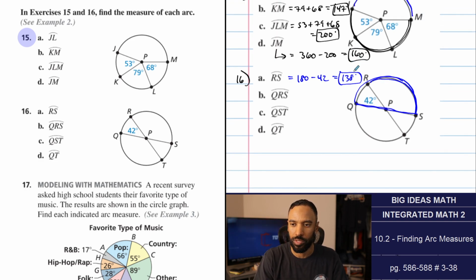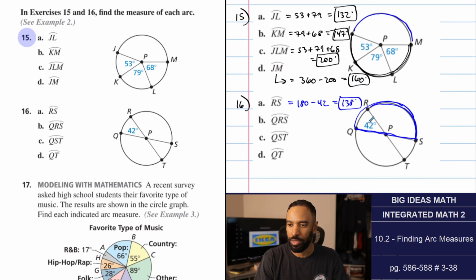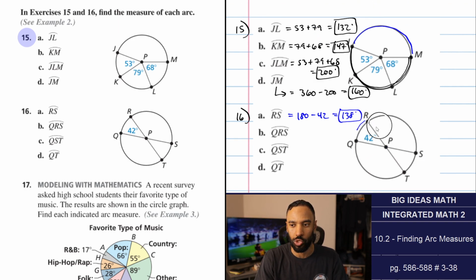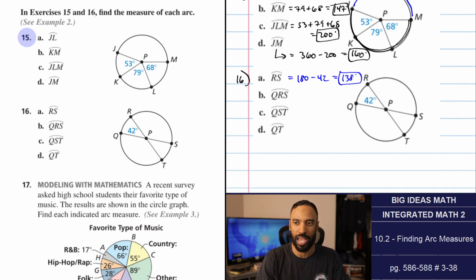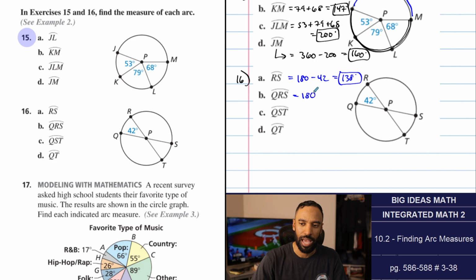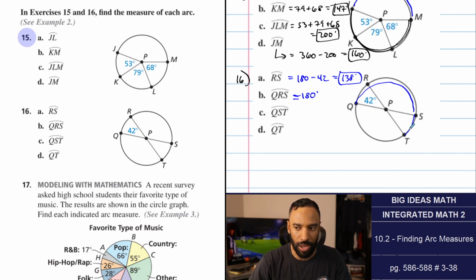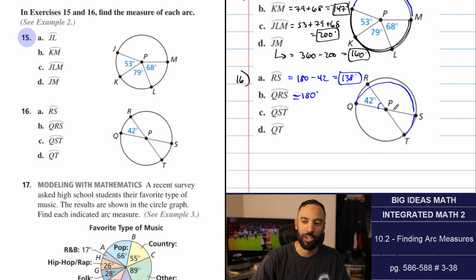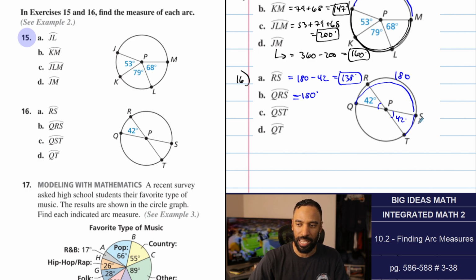I'll use blue on some of these ones to not get too colorblind with them. QRS, it's interesting that they have that one next and didn't have that one first, right? QRS is that semicircle I literally just had. So QRS is 180 degrees. I would have rather had them start with that one. QST takes that semicircle plus this additional amount. Now, what's this? Here's the cool part. Vertical angles are congruent. Boom, boom. Therefore, this is 42, so is that. So this is 180 plus 42 degrees right there, which is 222 degrees.